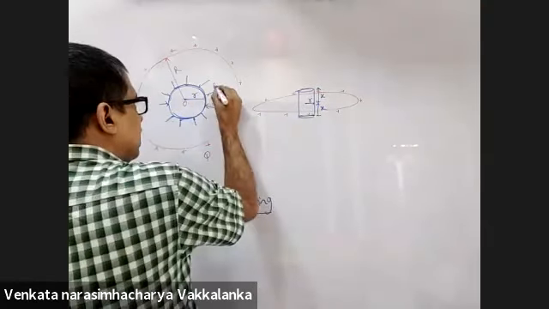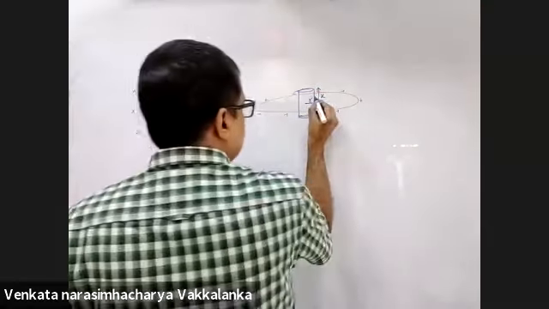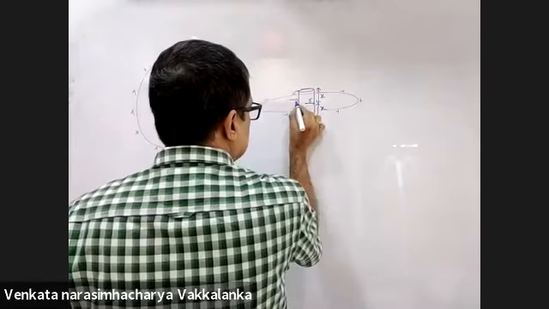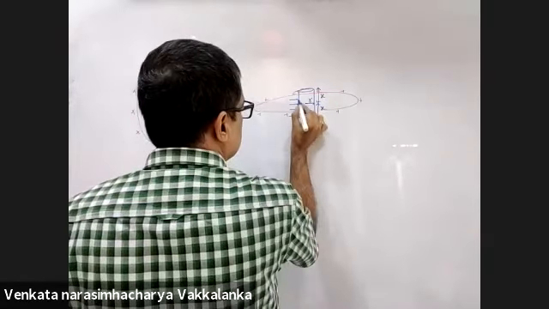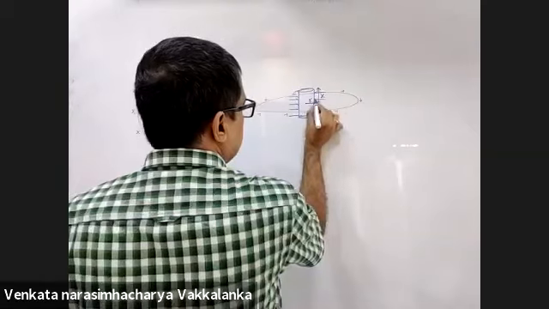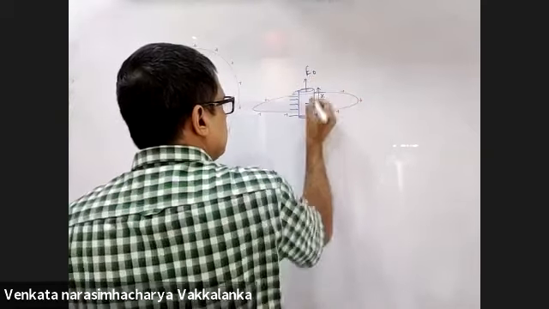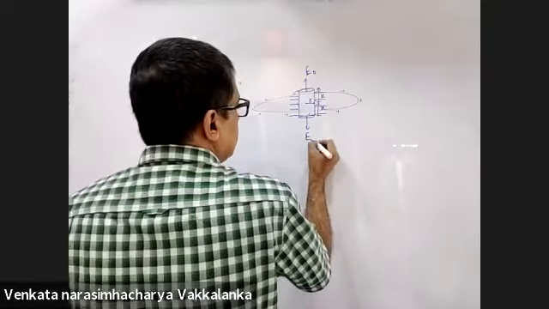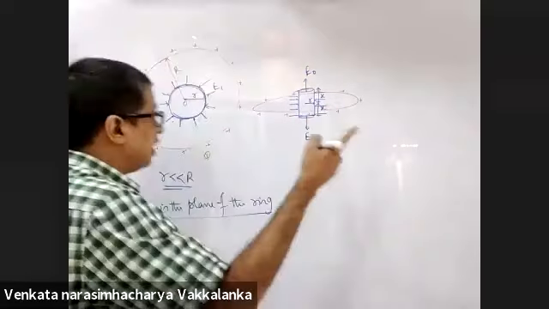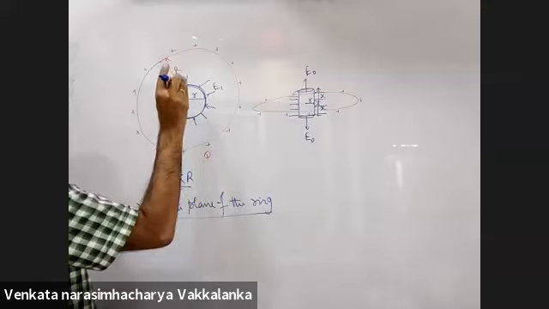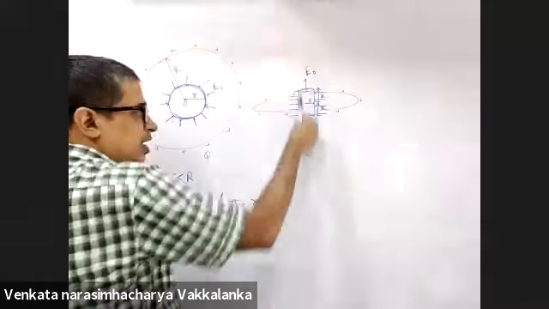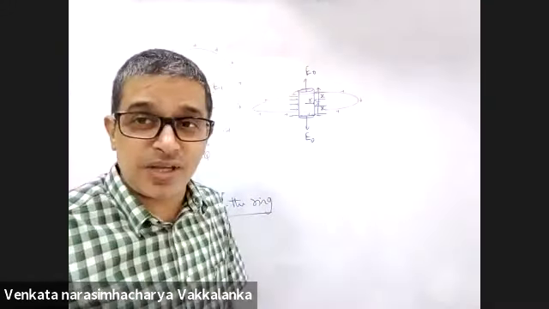Now this field, I'll call it E1, which I have to calculate. This field will be like this. This is what you are showing me. Here I will call it E0. This E0 will be along the axis of the ring.